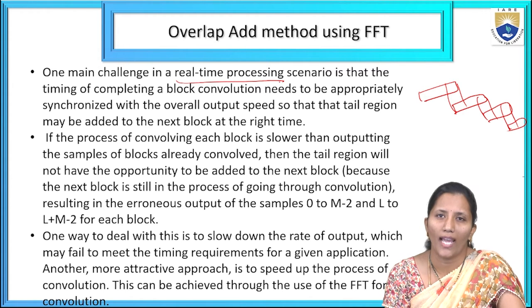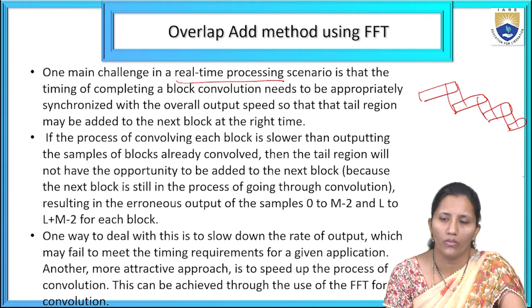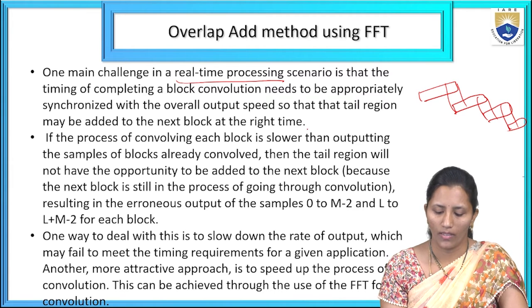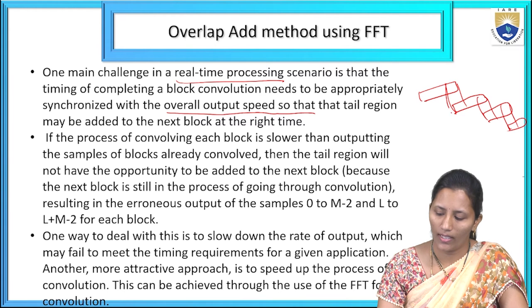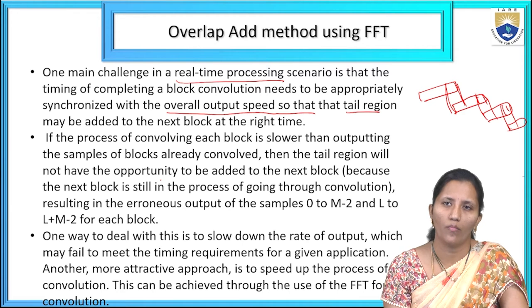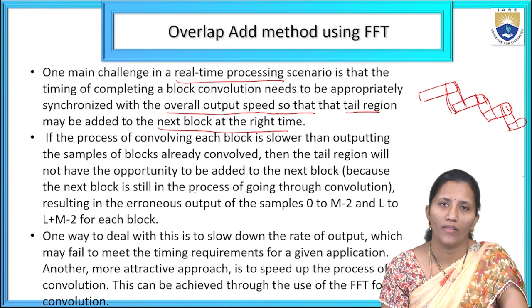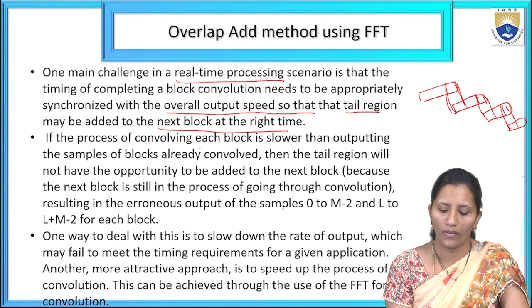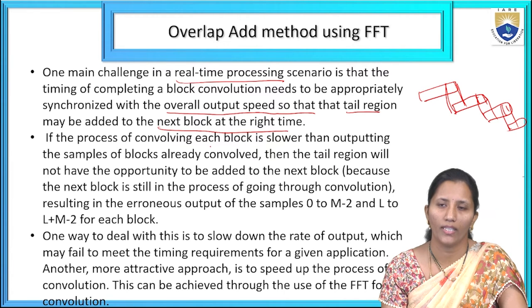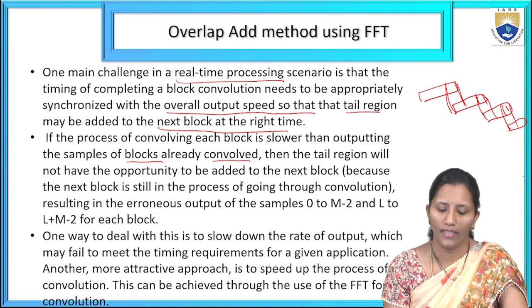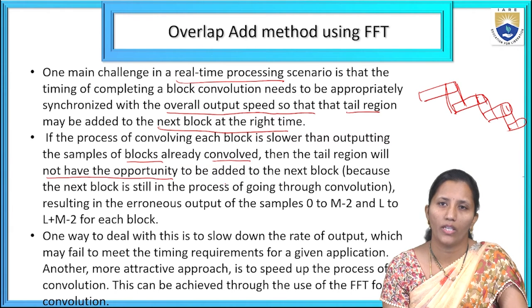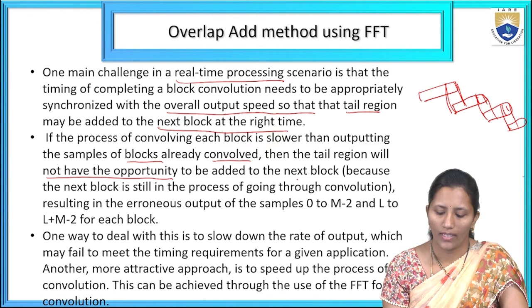in a real-time processing scenario, the timing is very important. We have to do convolution at high speed, so that the tail region, the last m minus 1 bits, may be added to the next block at the right time. Otherwise, delay will occur. If the process of convolving each block is slower than the output of the samples of blocks already convolved, then the tail region will not have the opportunity to be processed with the next block. So the next block is still in the process of going through the convolution.